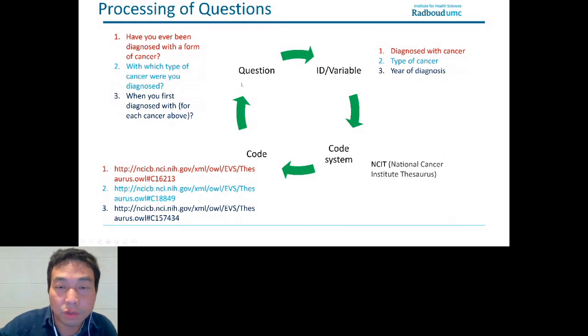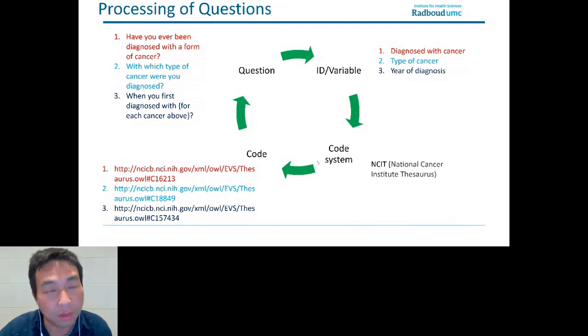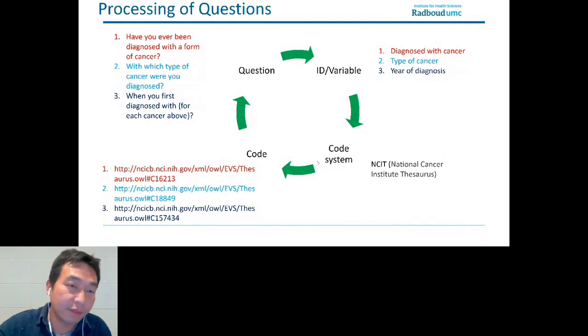After this question, we continue working on the second one, the third one, and so on. So here you see the second question. We again identify an ID or variable and the code system, and then next we identify the code for this ID or variable. So this loop goes on for all the questions in all the questionnaires. I would like to say this is a huge amount of work, considering the number of questions and the number of questionnaires. So this is generally how we process the questions.